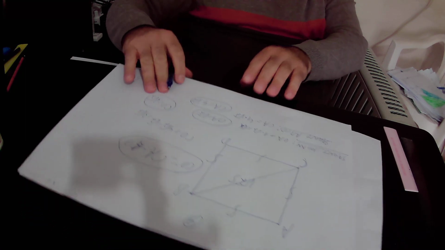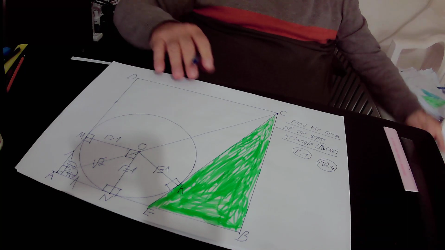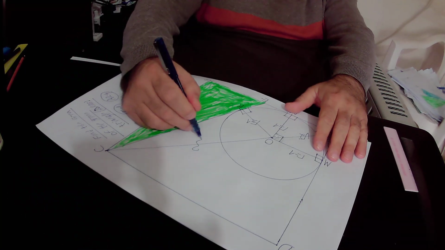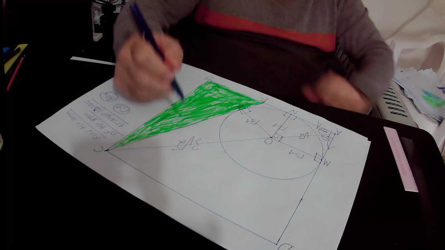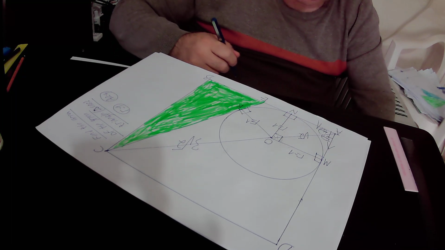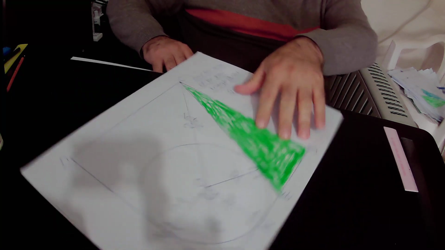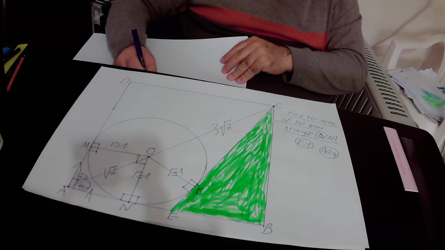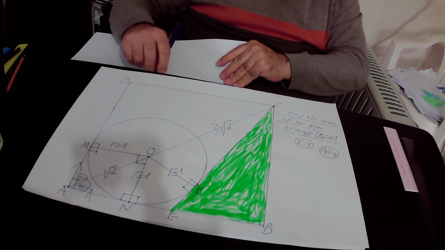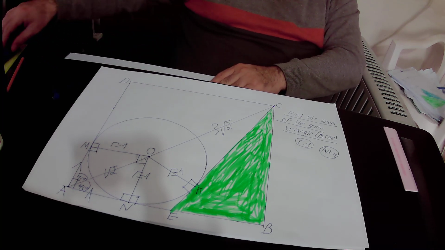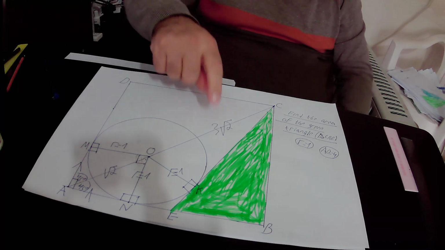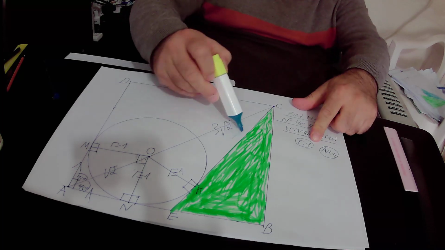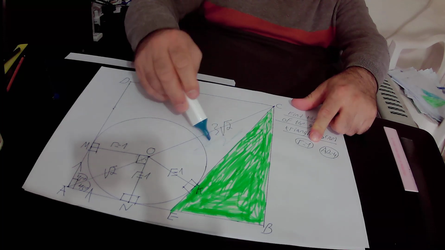So we can write here that CO equals 3 times square root of 2 units. Okay? So in the next step, we will focus on the right triangle, triangle COK, the right blue triangle, triangle COK.